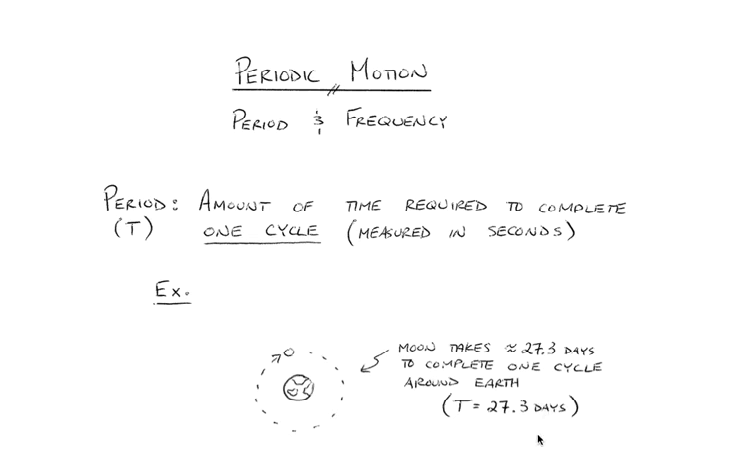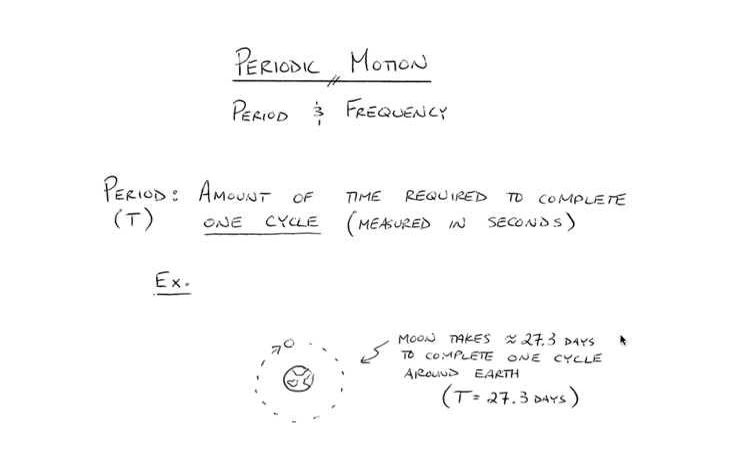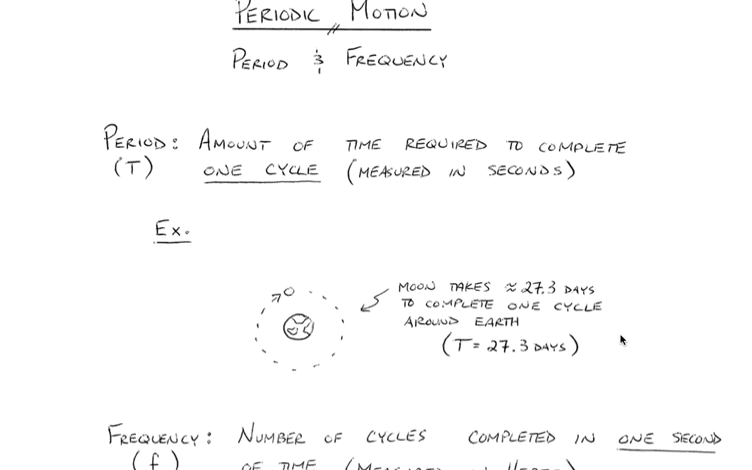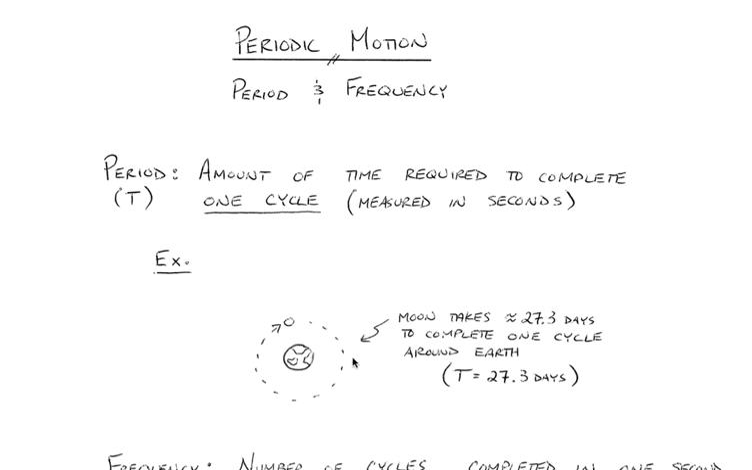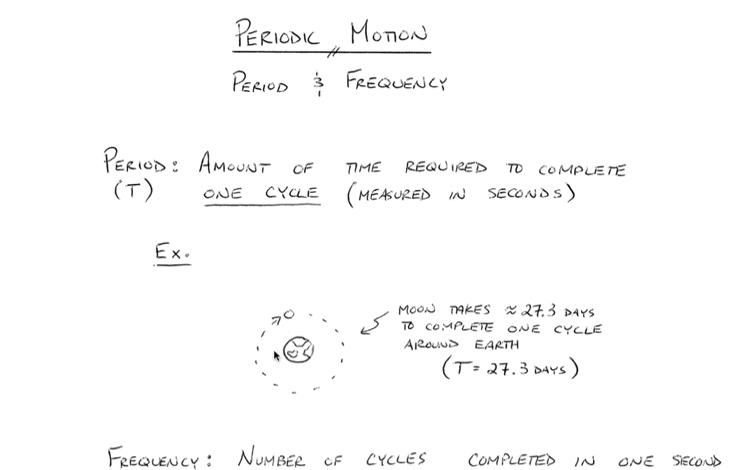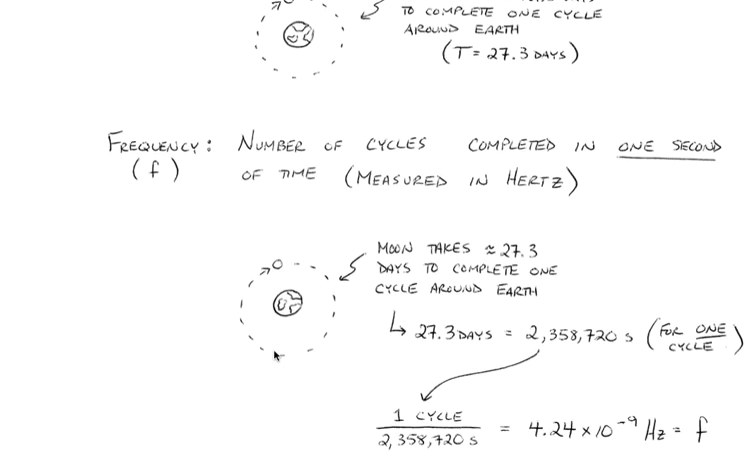The most important thing to realize here is the amount of time required to complete one cycle. So the period tells us the amount of time for one cycle, and if the period of this moon's motion is very large like that, you would not expect to frequently see the moon several times flipping around the Earth, so therefore the frequency is just the opposite.